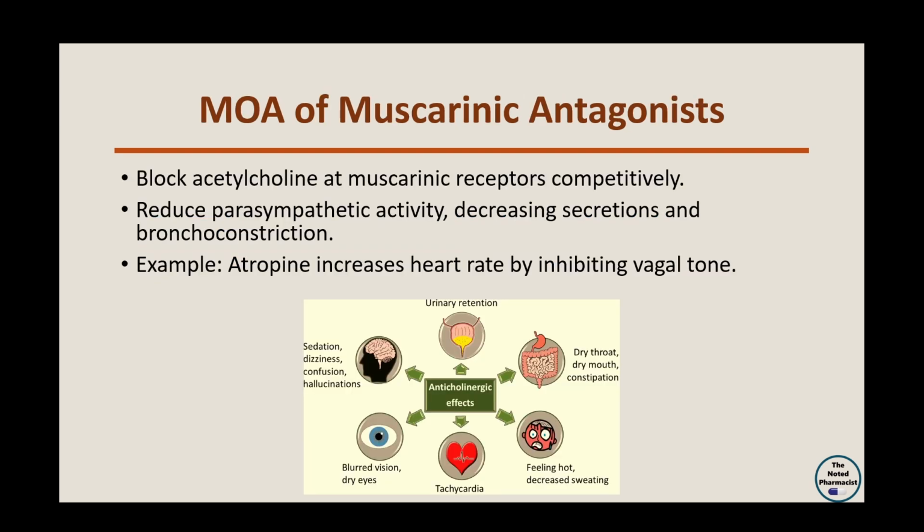Mechanism of action. Anticholinergics work by competitively inhibiting acetylcholine at cholinergic receptors. For example, atropine blocks muscarinic receptors, reducing glandular secretions and bronchoconstriction. Let's discuss another mechanism in the next section.